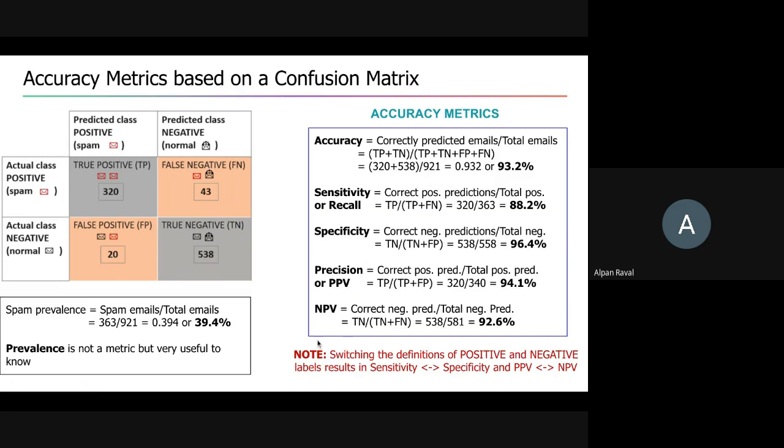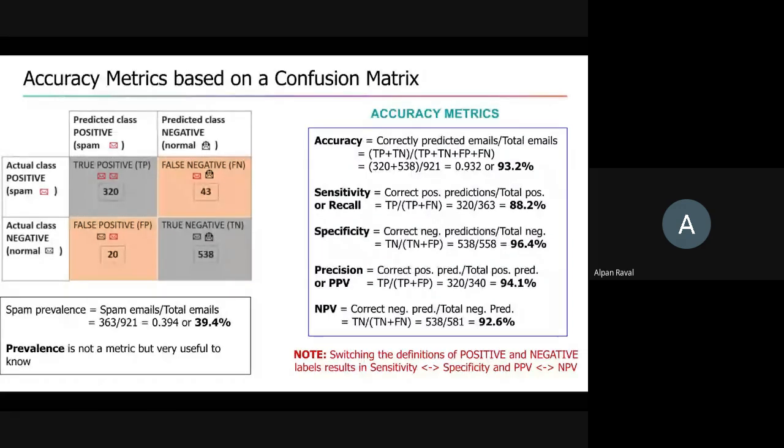If you do the same thing with the negatives, how many of the predicted negatives are actually negative? You get the negative predictive value. That doesn't have another term associated with it. It's just called NPV. You add up the total number of predicted negatives, which is 538 plus 43, and that's 581 in the denominator. So you have 538 divided by 581, which is 92.6%.